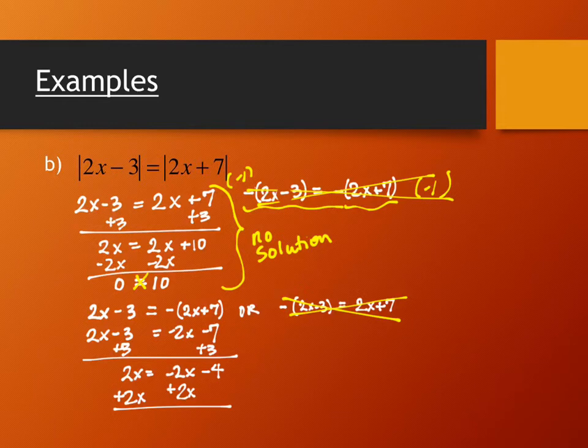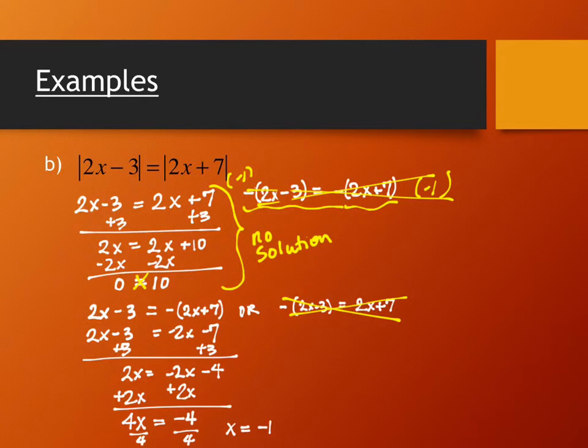2x plus 2x is 4x. This time they don't eliminate. So 4x is equal to negative 4. And what would I do as my last step? Yeah, I divide by 4. So this gives me, as a potential solution, x is equal to negative 1.